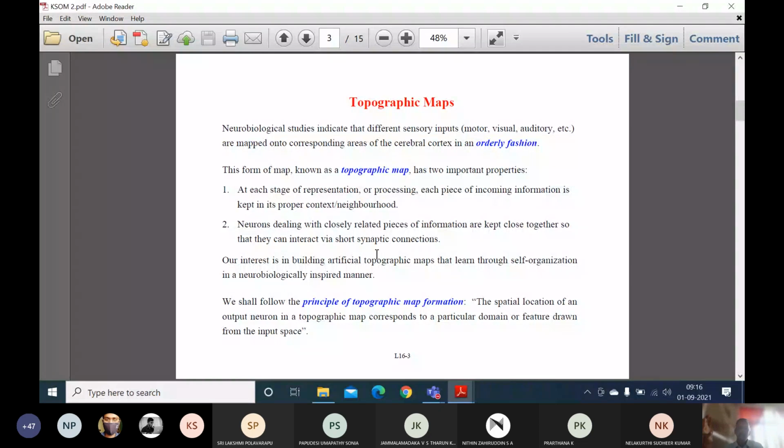And this artificial topographic map can be built through unsupervised learning, in the form of competitive learning, that is, self-organization in a neurobiologically inspired manner. So I need to self-organize, to rearrange myself according to the situations. Based on that, I try to build these artificial topographic maps. So we shall follow the principle of topographic map formation. Here, the spatial location of an output neuron in a topographic map corresponds to a particular domain or feature drawn from the input space.